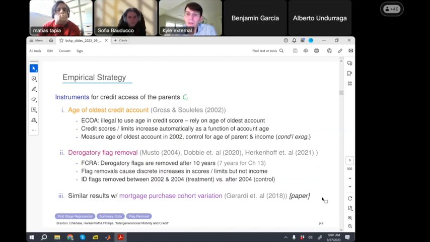Quick question. For the flags that are removed after 2004, do they know beforehand that these flags will be removed in the future? You do know, it's just a 10-year window.